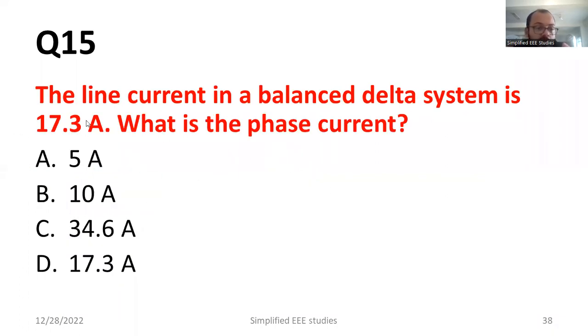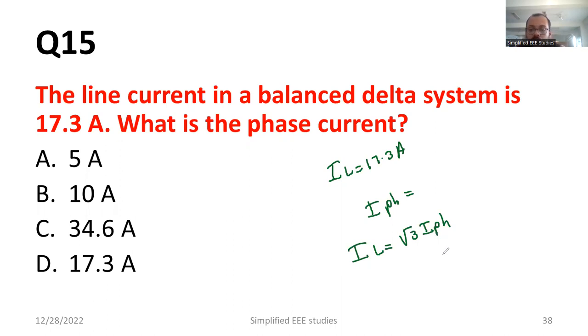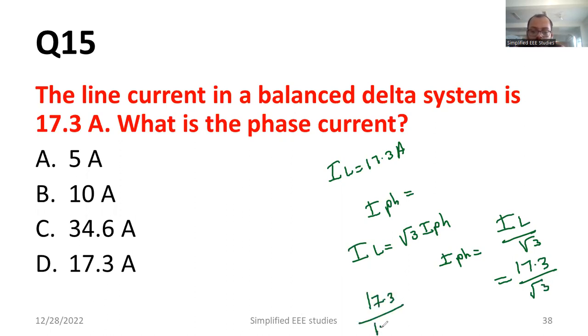Now the last question. The line current in a balanced delta system is 17.3 ampere. IL is equal to 17.3 ampere. What is I phase? I have to calculate it. We know that IL is equal to √3 into I phase. Therefore, I phase is equal to IL divided by √3. IL is 17.3, so 17.3 divided by 1.73. That is nothing but 10 ampere.